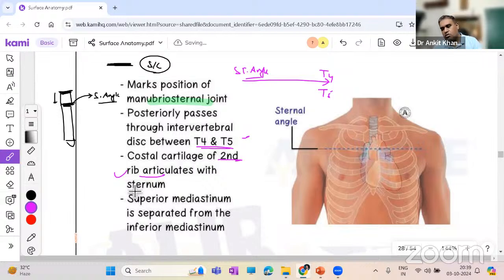And once you enter into more anatomy, you'll see that superior mediastinum is separated from the inferior mediastinum. So it's an imaginary plane. We take from here an imaginary plane that is going transversely from front to back. So second rib is attached on the sternal angle.